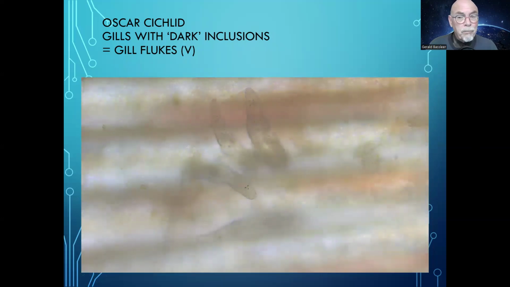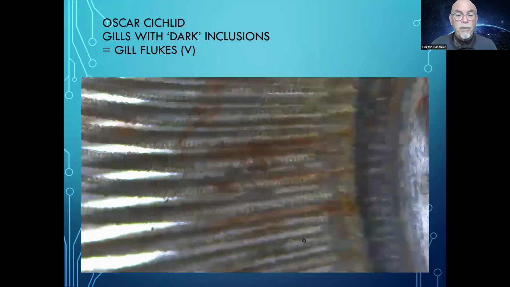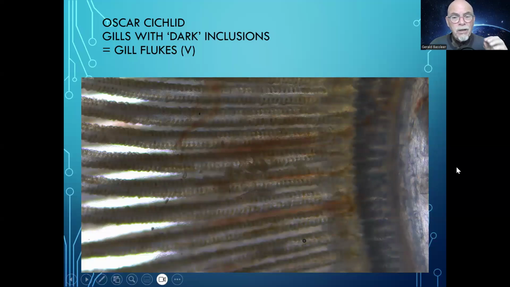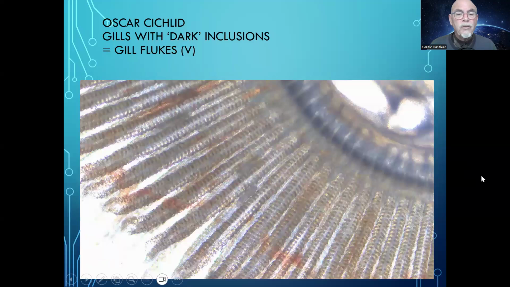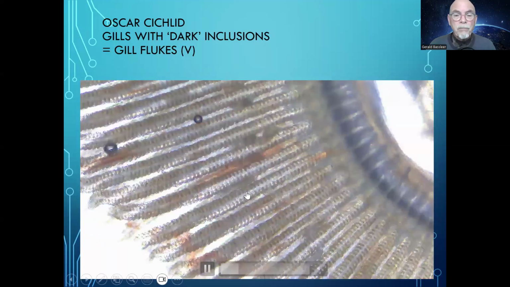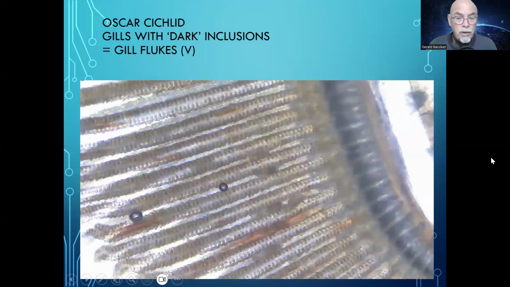Not sitting at the tips, not so easy to find even when you do a gill scraping. You will not be able to scrape these off. They're really sitting in between the lamellae, between the gill filaments. And that is, of course, troubling when you take skin or gill scrapings. Here we see more. All those dark parts are gill flukes. So there are quite a few, and they are rather big ones.